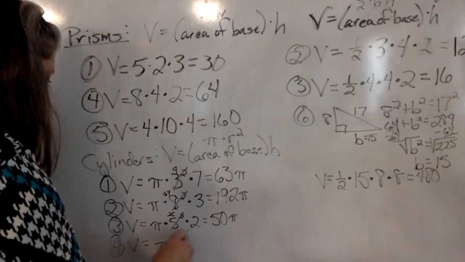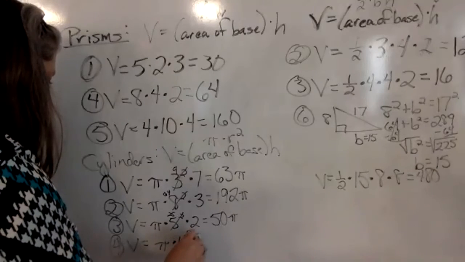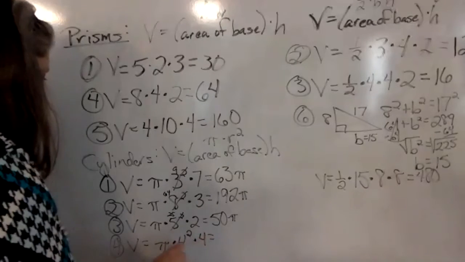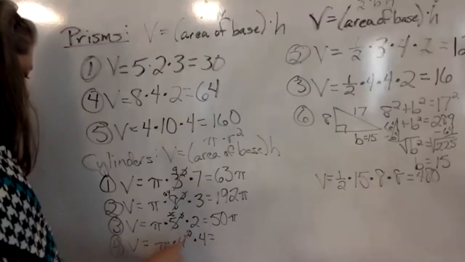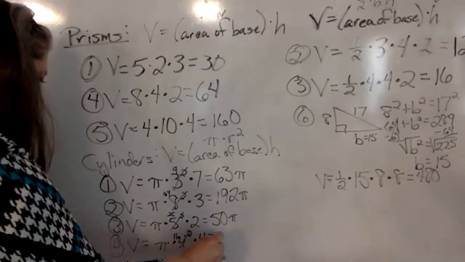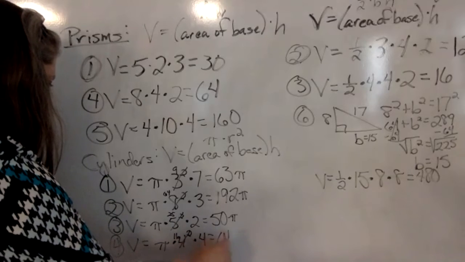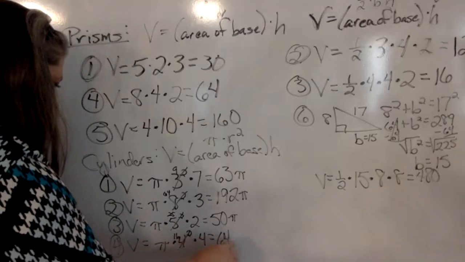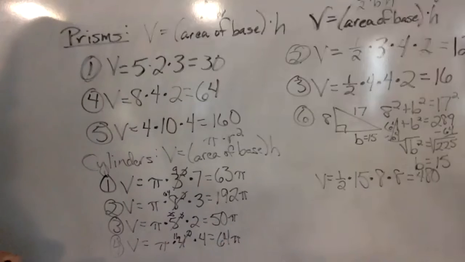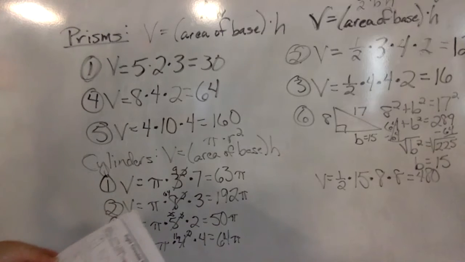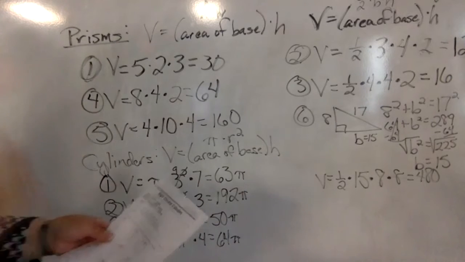What's the height on the cylinder? 4. So 4 squared times 4. 16, I mean. 4 squared is 16. 16 times 4 is 64. So it's 64 pi. Okay.